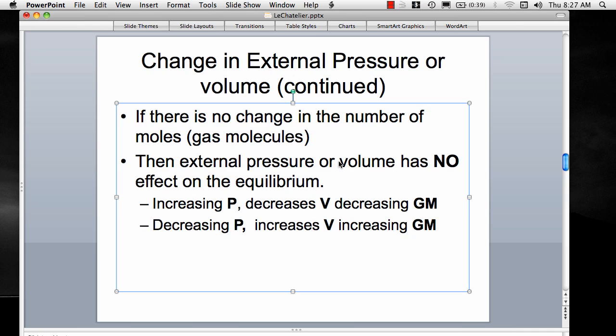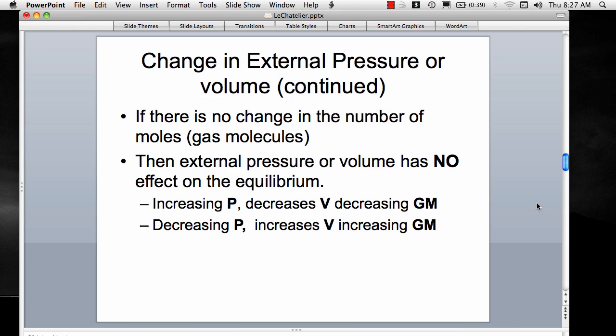Okay, so a change in external pressure or volume. The expression written at the bottom. If we increase the pressure, pressure, arrow up, which means volume is going to be decreased. Volume, arrow down, which means the number of gas molecules have to decrease. Volume and gas molecules go in the same direction, which is opposite pressure. So if you decrease the pressure, that means you're increasing the volume. You're going to need more gas molecules and increase the gas molecules. LeChatelier predicts it'll shift to whichever side has more gas molecules.